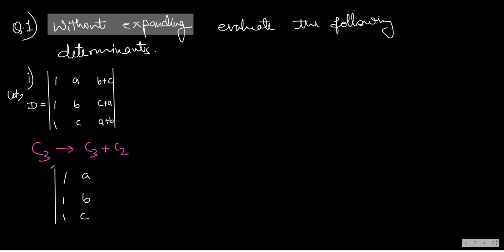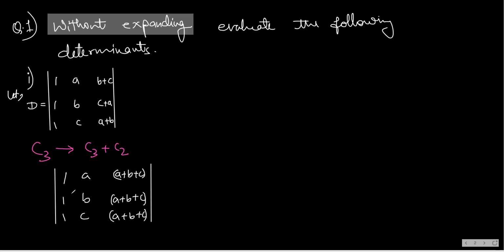See, the elements of C3 will change as C3 plus C2. That is, the elements of C2 we are going to add in C3. Okay, so just add it here. It is already B plus C. When you add A, it will become A plus B plus C. When you add this B here, it will become A plus B plus C. And here you got A plus B, you add C here, it will become A plus B plus C. So what do you understand? You understand that you have A plus B plus C, the common element in C3.